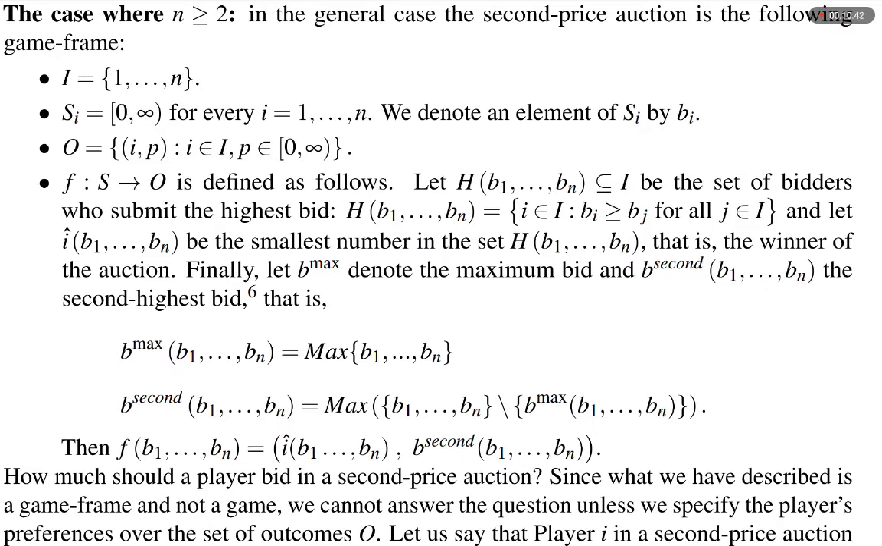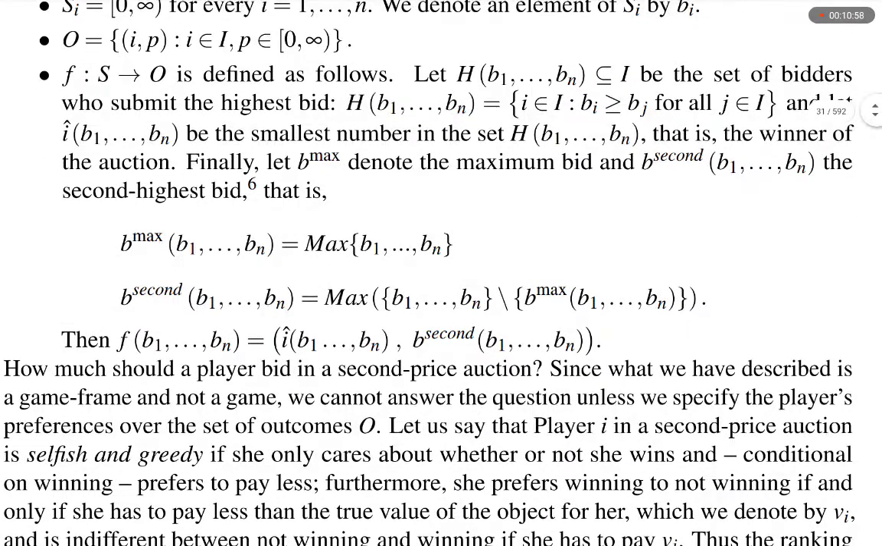H(b_1, ..., b_n) = {i ∈ I : b_i ≥ b_j for all j ∈ I}, and let î(b_1, ..., b_n) be the smallest number in the set H(b_1, ..., b_n). That is the winner of the auction.